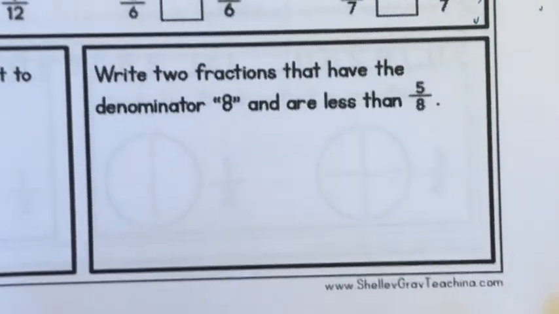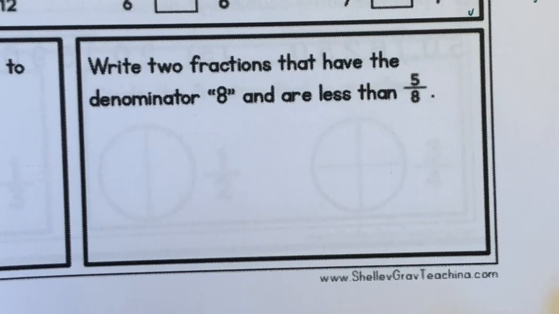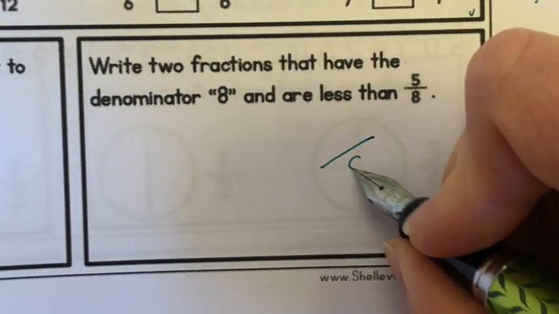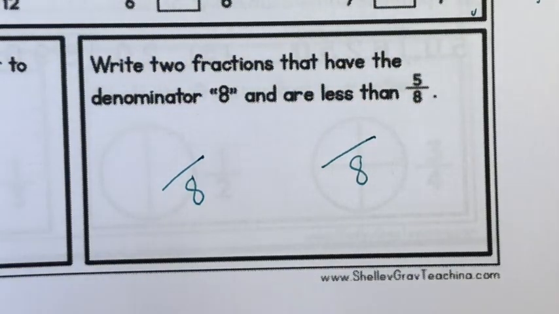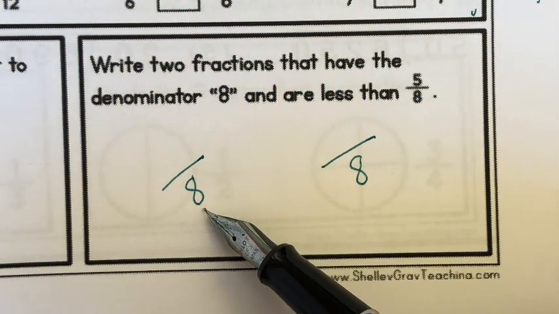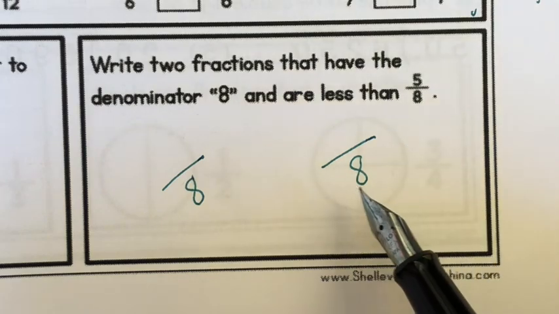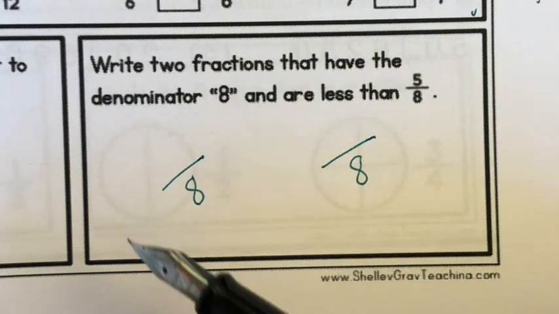Okay, now it says write two fractions that have the same denominator. Okay, they're the denominator of 8, and they're less than 5/8. So I'm gonna let you try this one. You are gonna think up two fractions that are, okay, they're both gonna be out of 8. That's what a denominator is, it's the bottom number. So both of these fractions are out of 8. Both of them have a denominator of 8.